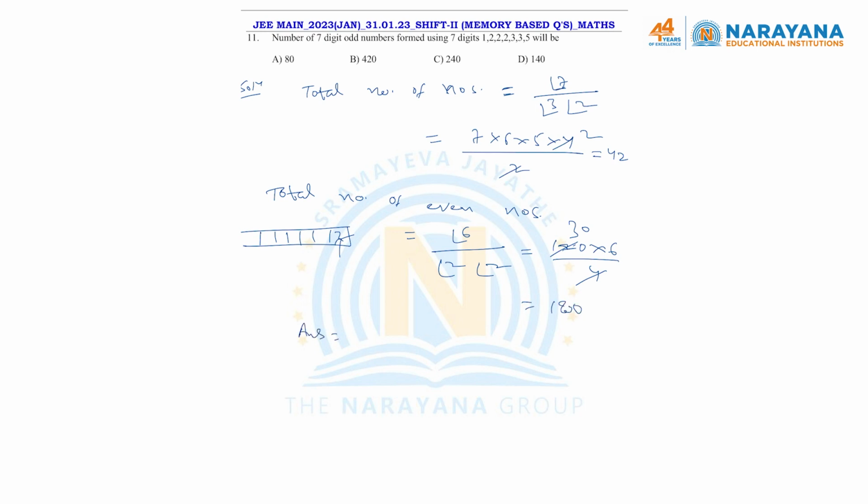So our answer is 420 minus 180. Total number minus number of even numbers, so you'll get the number of odd numbers. So you'll get 240. So answer is C.